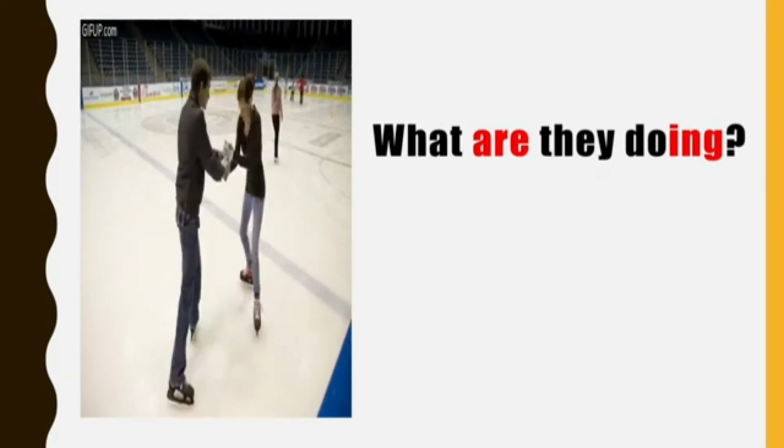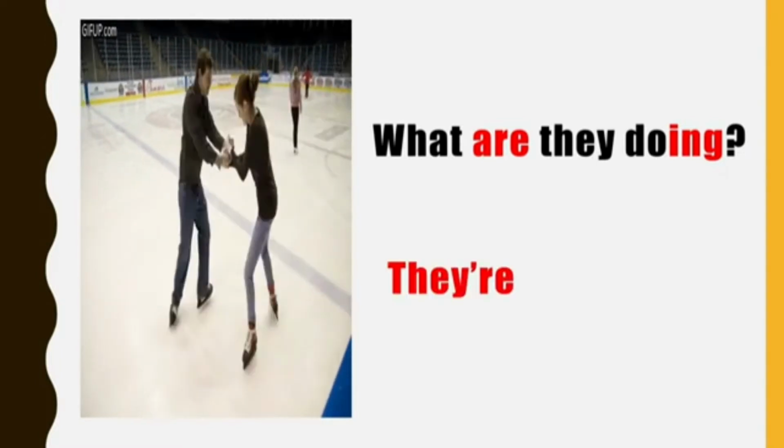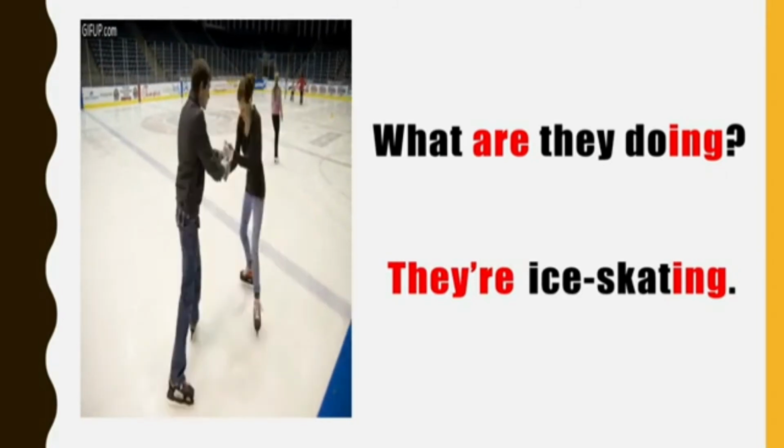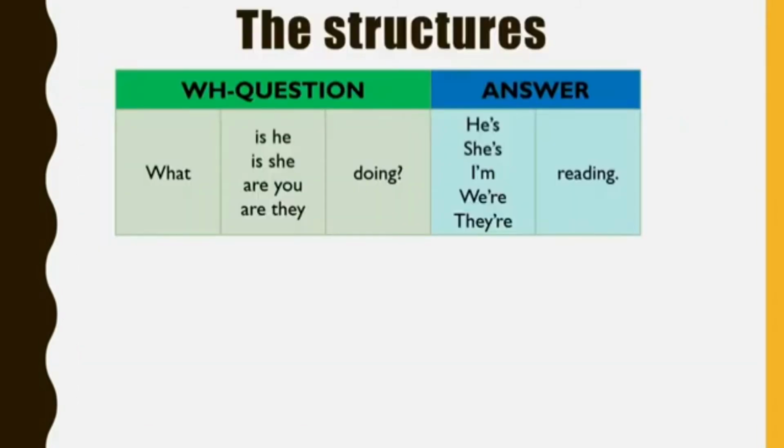So, if we answer, like what I mentioned earlier, we have to follow the format of the question. The question uses are and ing. The same goes for the answer, we have to use are and ing. So, the answer should be, they are ice skating. They're is the contraction for they are. Both are acceptable. Based on the questions and answers that we have discussed earlier, these are the structures that we are going to learn today.